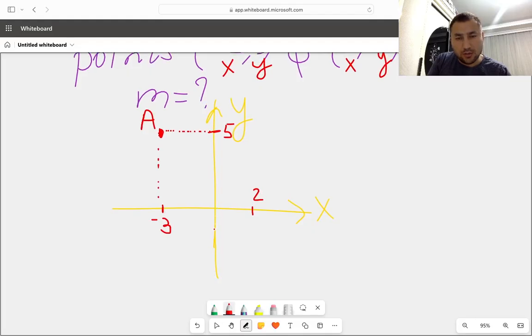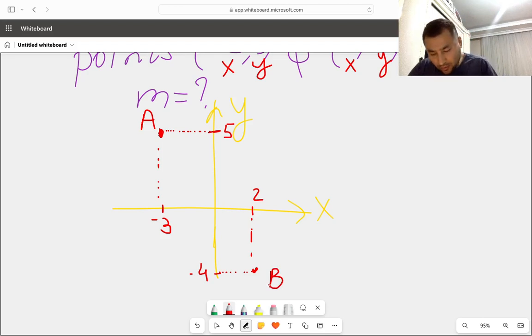So 0, -1, -2, -3, -4 is, let's say, here. -4. Now you need to join these two. And now you need to make something like this. So this is point B. And now let's write some of the coordinates of those points nearby. Okay, let me use this color to differentiate the coordinates.